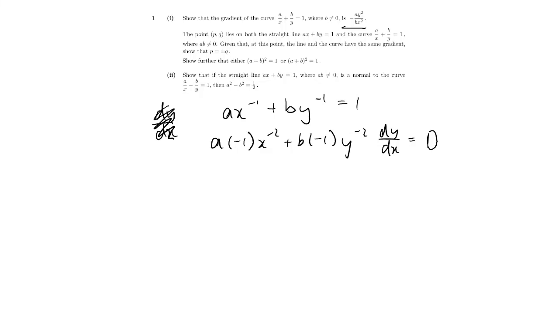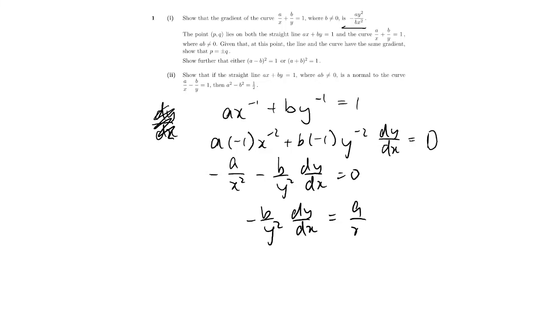Fine. Okay, so we simplify. That's a on x squared, subtract b on y squared, dy by dx equals 0. So I have to isolate the dy by dx now. Simply put the a on x squared to the other side, and you will get the answer here. That'll be minus ay squared on bx squared. Okay, so that's the first line of the question done.